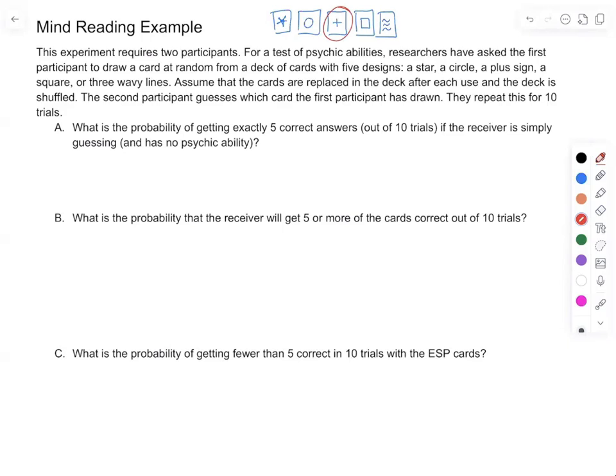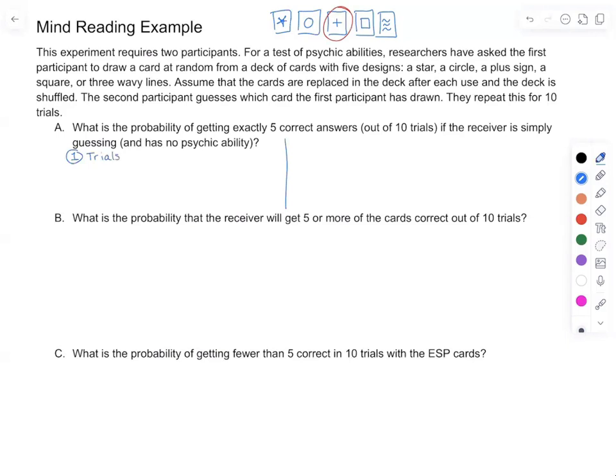And they repeat this for 10 trials. Each time they put all the cards back, so they're always starting from having all five options. So the first problem we want to solve is to find the probability of getting five correct answers out of 10 trials. But before we start, we have to think through, have we met all four requirements to use the binomial model? The first requirement is about that fixed number of trials.